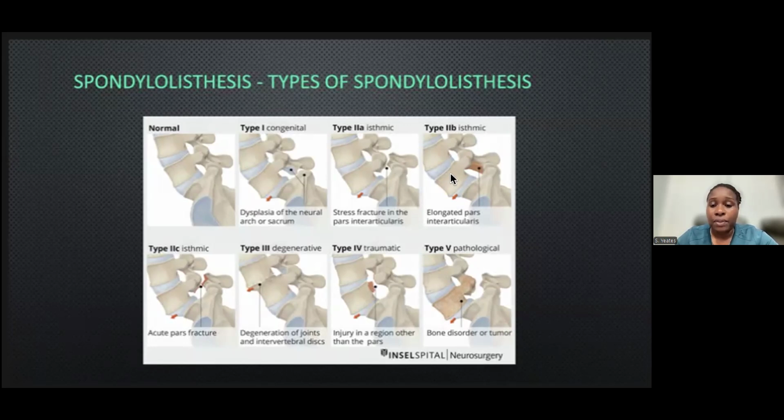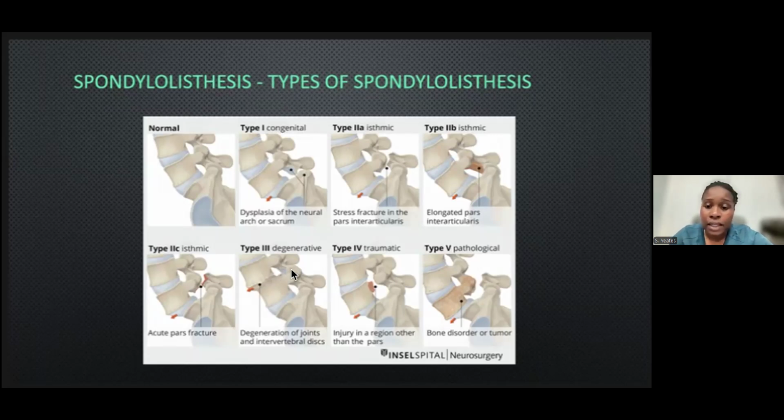Then you have type 2B. And this one is where you have an elongated but intact pars, possibly due to repetitive fractures and healing. And then you have type C, where you have acute fractures in the pars. Type 3 is definitely degenerative due to long-standing intersegmental instability. So this usually happens at L4 and L5.